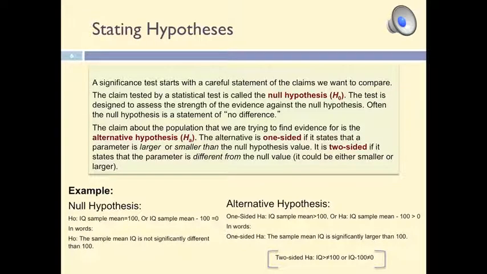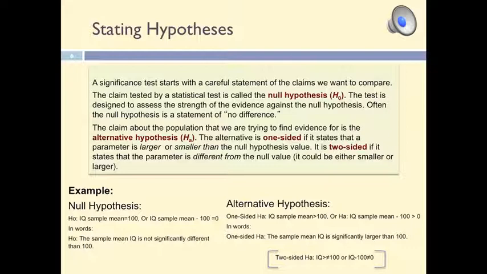So, in conclusion, when conducting a test of statistical significance, we are trying to provide evidence to reject the null hypothesis. If the evidence is strong enough to reject the null hypothesis, then we can automatically accept the alternative hypothesis.